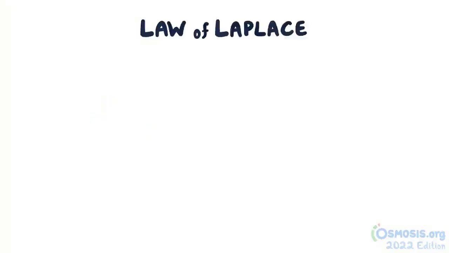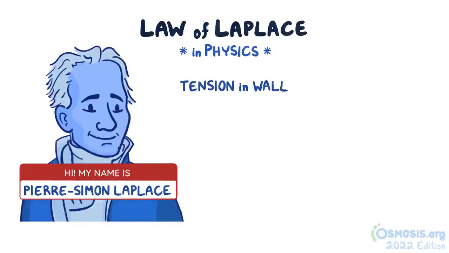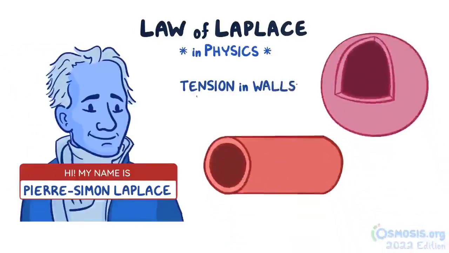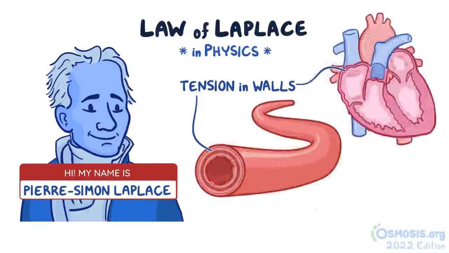The law of Laplace, named in honor of French scholar Pierre-Simon Laplace, is a law in physics that states that the tension in the walls of a hollow sphere or cylinder is dependent on the pressure of its contents and its radius. The concept was then later applied to medicine, since there are many hollow spherical and cylindrical shaped organs in our bodies that deal with pressures. Important examples include the blood vessels and the chambers of the heart.